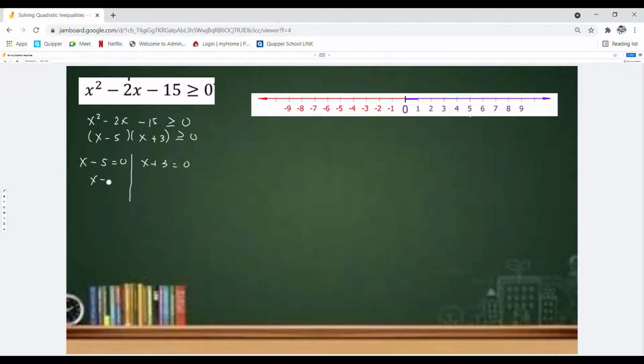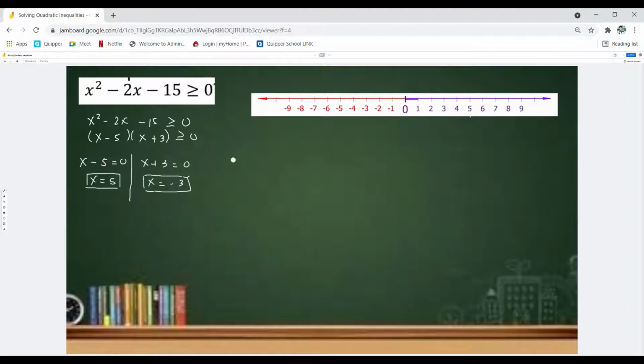So therefore you have x is equal to 5, that's your first critical number, and here you have x is equal to -3, so your second critical number. Because we are dealing with inequality, we call it critical number. Since these are critical numbers, this will serve as our locator here in the number line. It actually divides the sections into intervals.